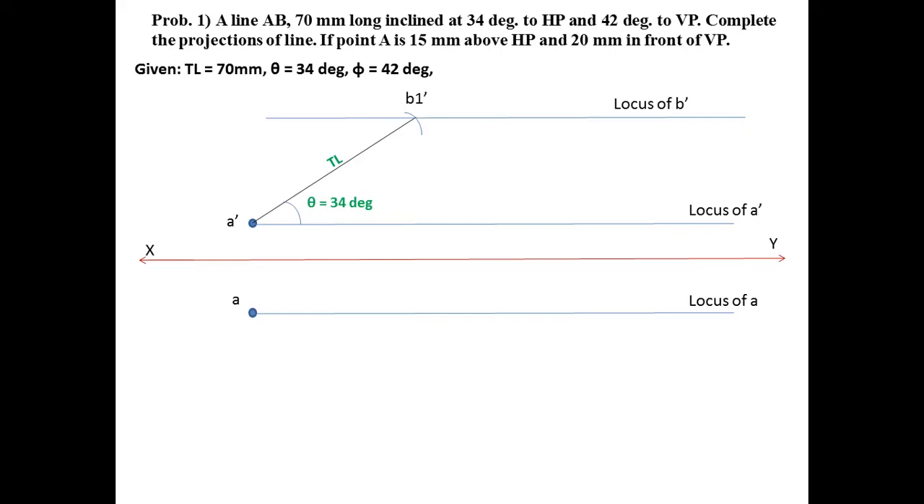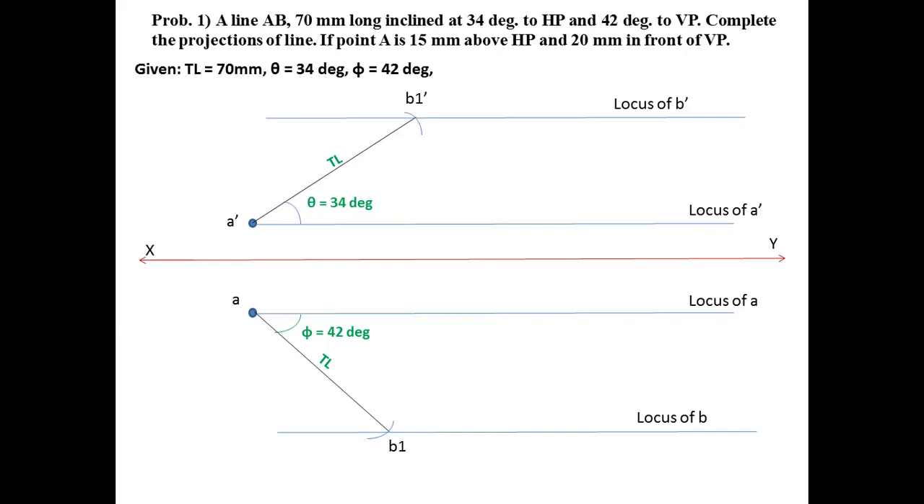Now similar to this, we'll show the true length in top view also. So we have the true angle 42 degree which is made by true length in top view. So we'll draw a line at 42 degree. We'll mark a distance 70 mm on this line which is a true length. We'll obtain the point B1. Similar to previous steps, we'll draw here horizontal locus, that is locus of point B. Now the significance of this locus of B is the end point of true length and apparent length in top view will lie on this locus of B.